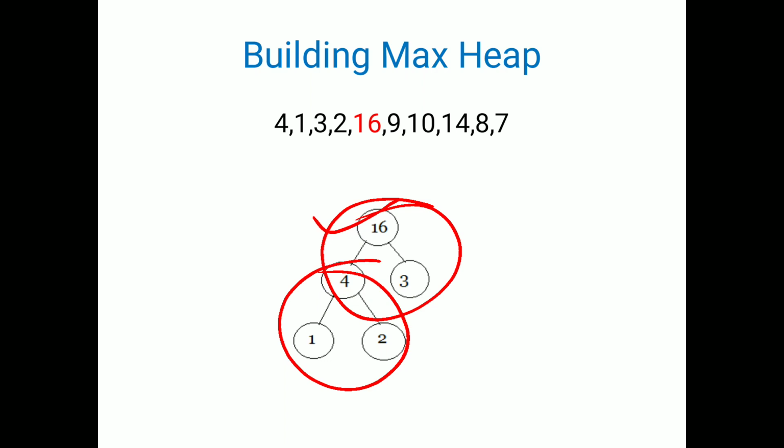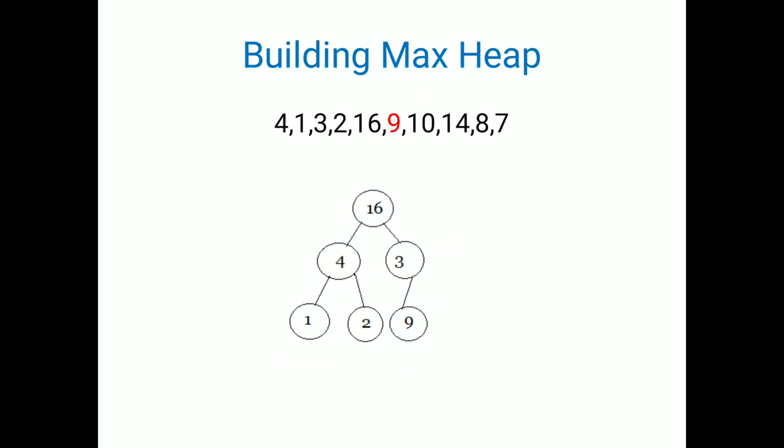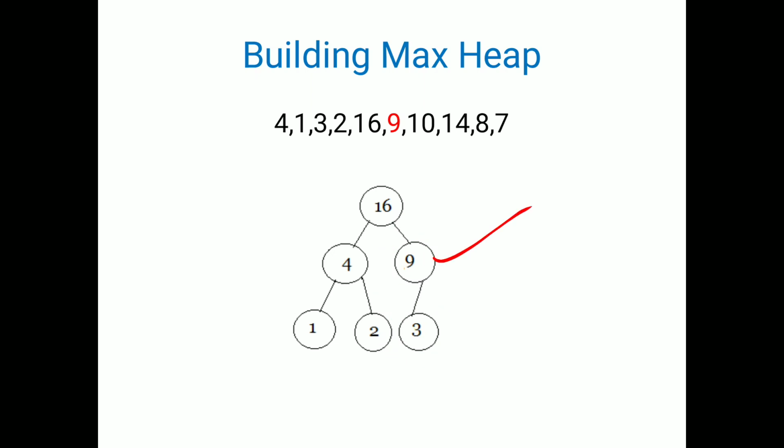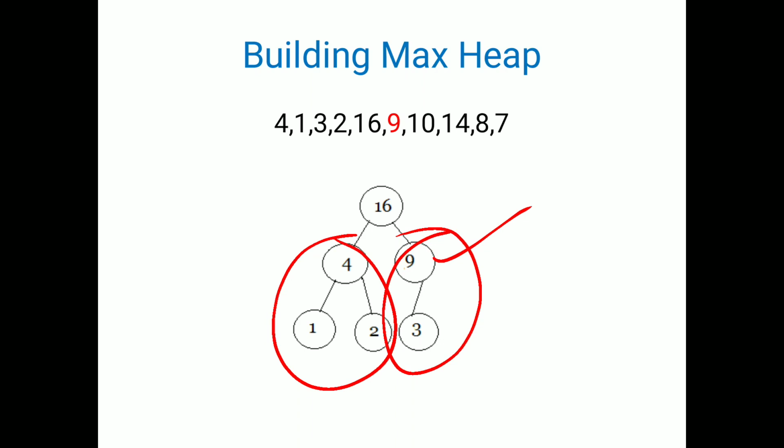So we move further by inserting the next element, that is 9. 9 is to be inserted to the left of 3. Now we check the max heap property for this subtree. The parent value should be greater than or equal to the children value, but 3 is less than 9, so we interchange these values. After interchanging, 9 is the parent of 3. Now we check the max heap property for the subtrees. This one also follows the max heap property, and this subtree also follows it.